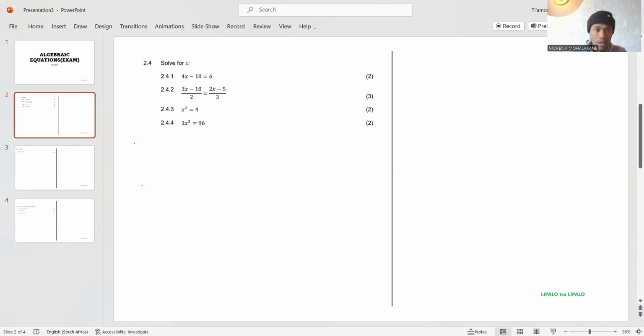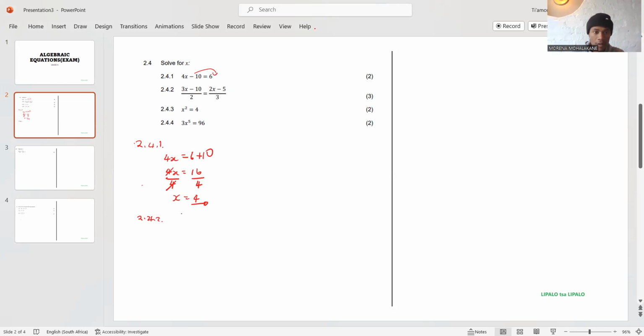You have an equation. So for 2.4.1, I'm just going to solve for x. I transpose the 10 to this side, and it's going to change the sign. It's going to be plus 10. So I have 4x being equal to 16. For me to get just x, I divide by 4. So this cancels that. I'm going to have x being equal to 16 divided by 4, which gives us 4.